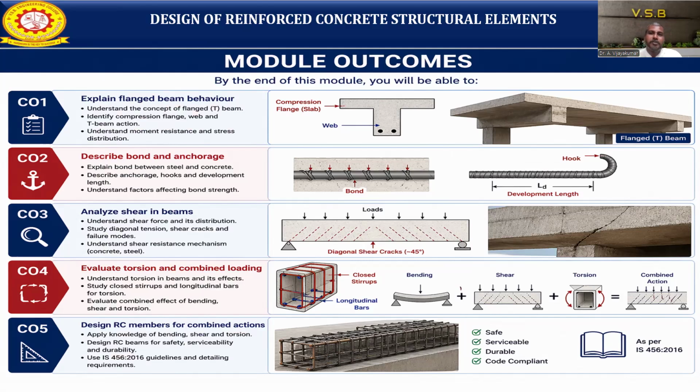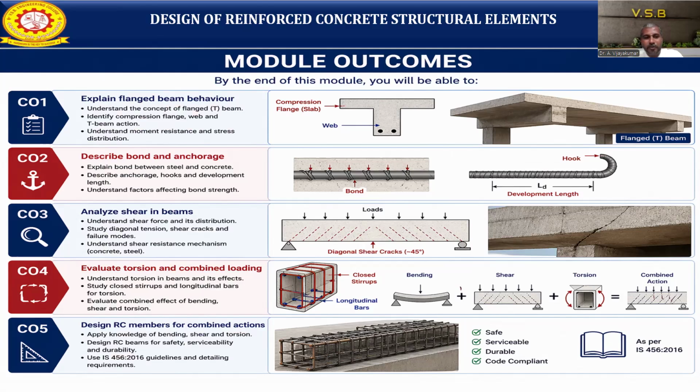So now you are able to design closed stirrups and longitudinal bars for the torsion, and you can evaluate the combined effect of bending, shear, and torsion for the concrete structure. Now you can design the RC member for combined action of bending, shear, as well as torsion. Whatever you learned, you can apply the knowledge of bending, shear, and torsion. You can design RC beams for safety, serviceability, and durability.